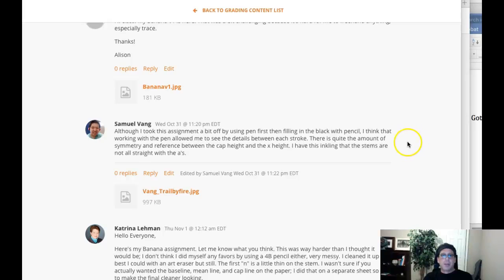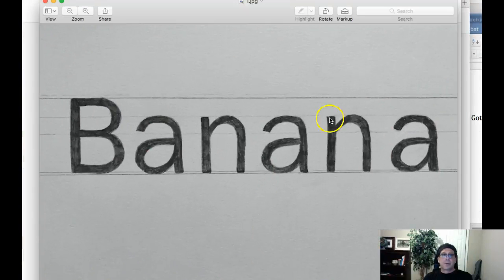Okay, Samuel, let's go ahead and take a look. Quite a amount of symmetry and reference between the cap height and the x height. These stems are not Austrian. Now, let's go ahead and take a look. So here's your work right here.